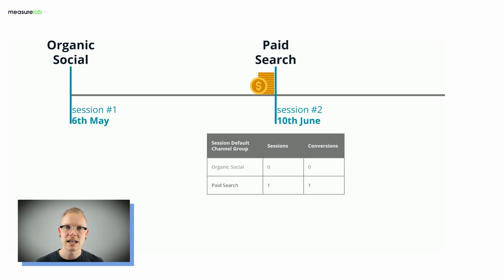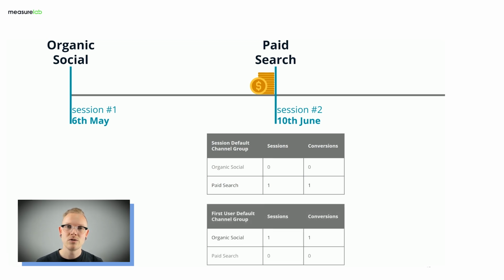But another way of looking at it is looking at the success of the user. And this is what user acquisition gives us. Now, if we look at our user acquisition reports, it will show us that the user was acquired via organic social. That user then generated a session and has converted. So when we're looking at the data on that one day, we've got two very different ways of looking at the same data.